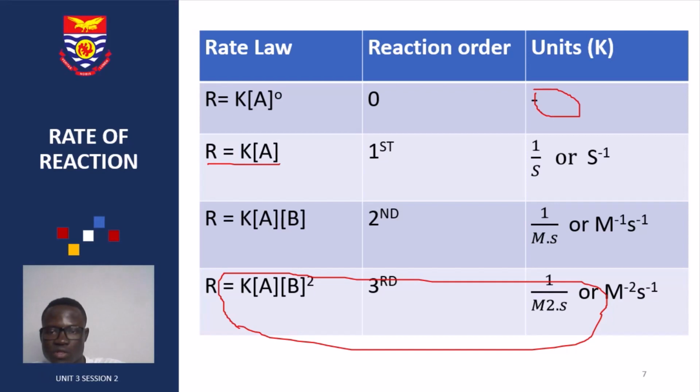So take note of the units of first order and second order, and as well as note that for zero order, the units of k are not indicative, or there is no unit for k for a zero order reaction.